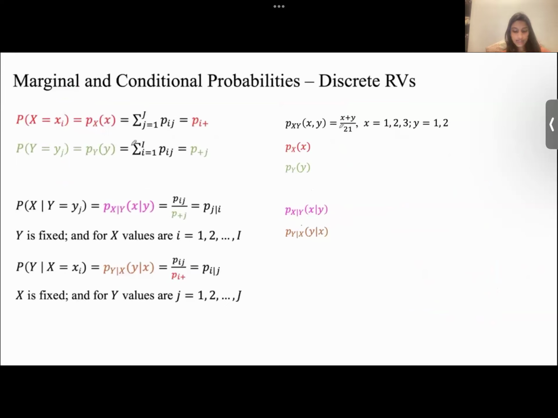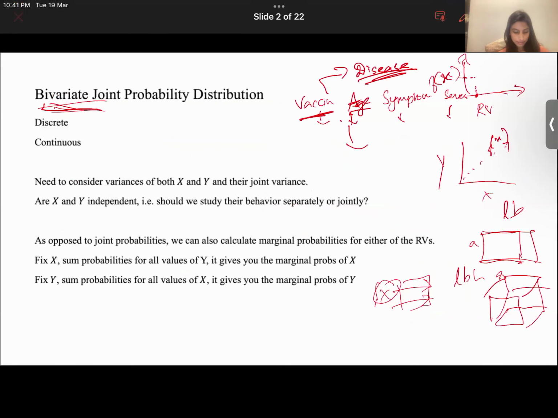So yeah, let's first look at marginal probabilities and conditional probabilities for discrete random variables. Just to brief about that a bit.